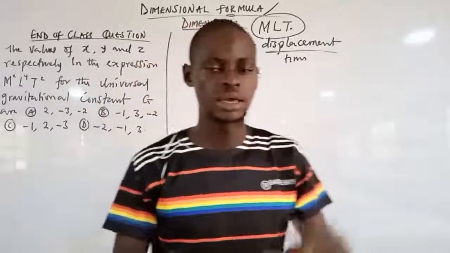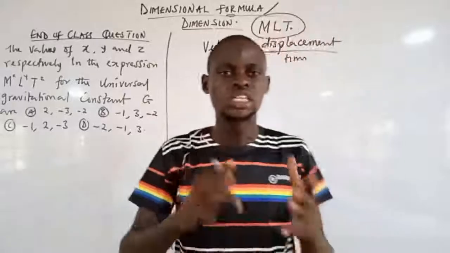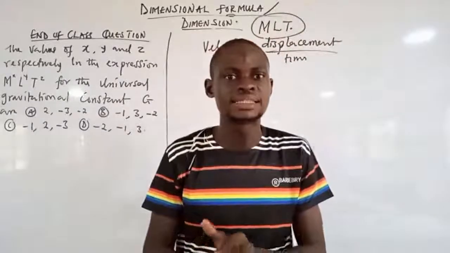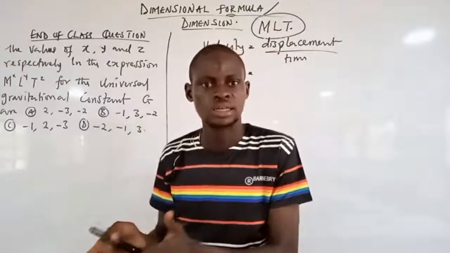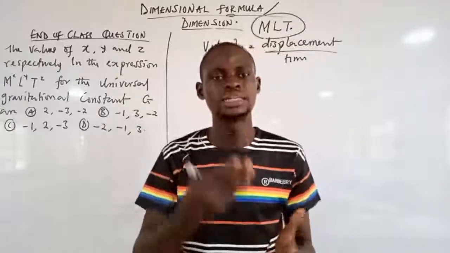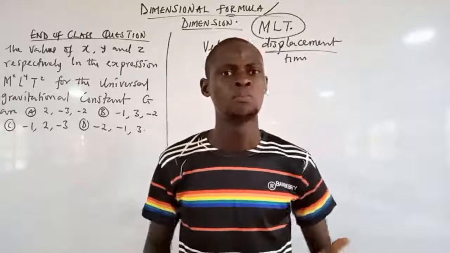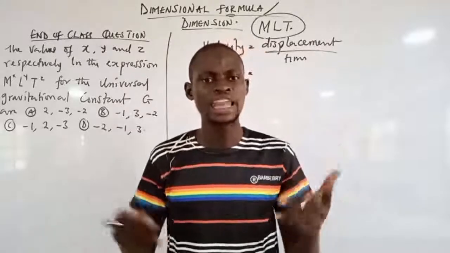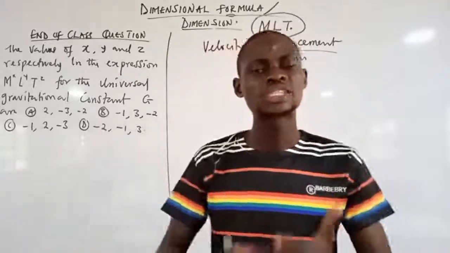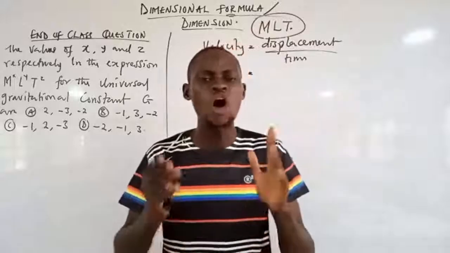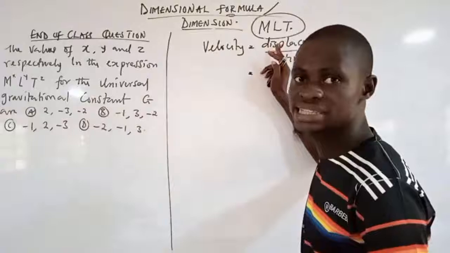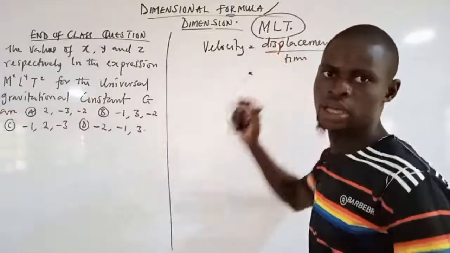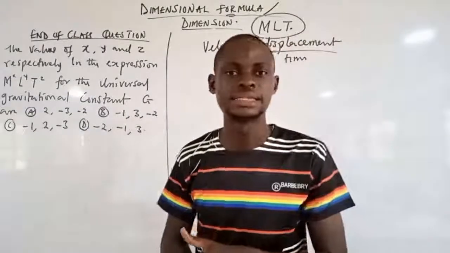Please note something. When you are dealing with dimension, displacement and distance are the same. In vectors, they are different quantities. Distance is a scalar, displacement is a vector quantity. But when we get to dimension, anything that can be measured in the unit of length is length. Take for example, displacement in this case here is length. If I have distance, it is length.